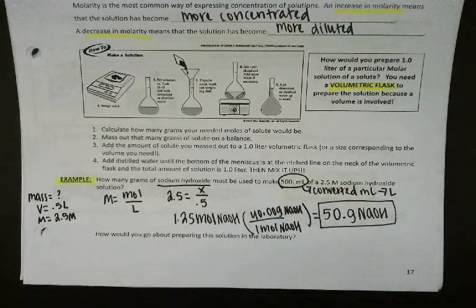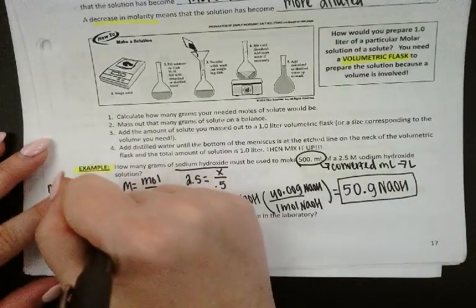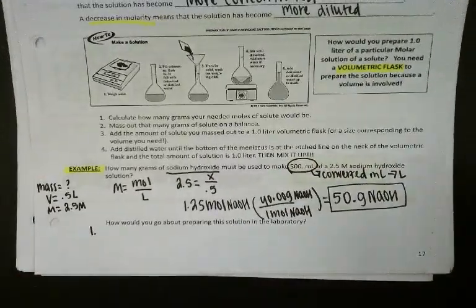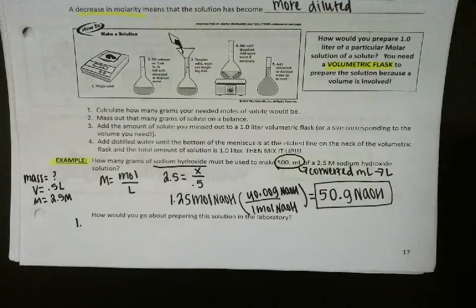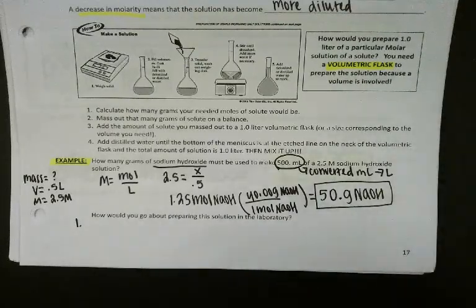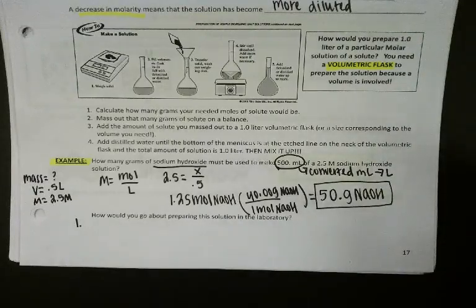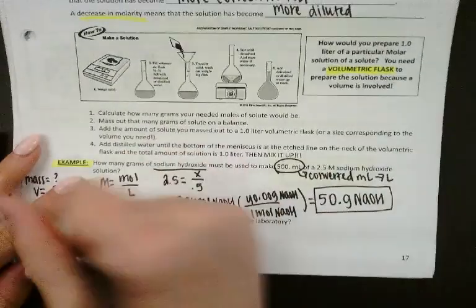Now it asks, how would you go about preparing this solution in the laboratory? So, what do we think our first step would be here? What's my first step to prepare this solution in the lab? Because right now, I don't have a solution. Right now, I have a gram substance of sodium hydroxide. So what would be my first step? Yes? Weigh 50 grams of sodium hydroxide.